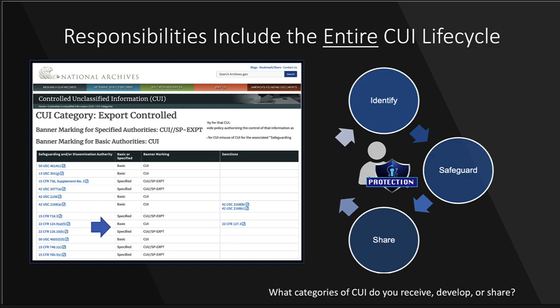So as we navigate through export control information, if we believe that we have it, we want to ensure that we're meeting all the specific requirements related to that. Some of them may be basic requirements, which are common to all types of CUI. And then some of them may be specified requirements, which are unique to the types of export controlled information that we have. We have to meet both sets of those requirements. So again, we have to be aware of the category of information that we have and then be able to identify the basic and specified requirements that we have to meet.